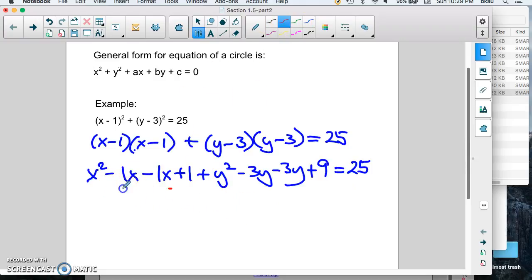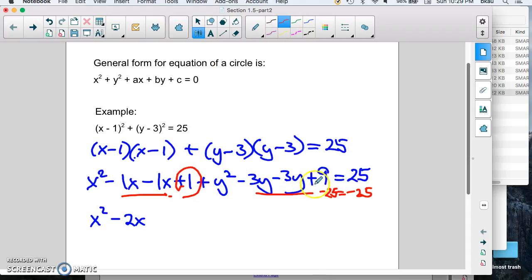Now we would just combine like terms. So in this case, these are alike, these are alike. And we'd also want to subtract this 25 from 9. So we'd go minus 25 here to make that 0, minus 25 here, so that we can then have our general form. So we have x squared minus 2x, and we're going to combine this 1 into 9 and then subtract 25. So this 1 and 9 will be combined first. Then we're going to subtract 25 from it. So that's 10 minus 25, so we're going to get negative 15 as our constant.